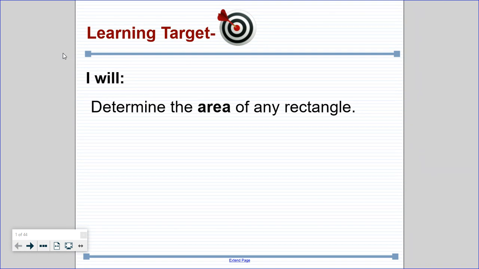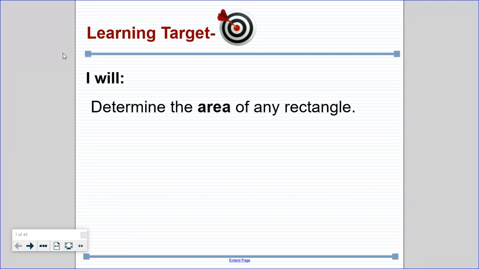This unit is called Area and Perimeter, and we are going to be reviewing area. We're going to be learning how to find the perimeter of figures, and then we're going to put area and perimeter together. So today is day one, and today we are just focusing on area, and I want you to be able to determine the area of any rectangle.